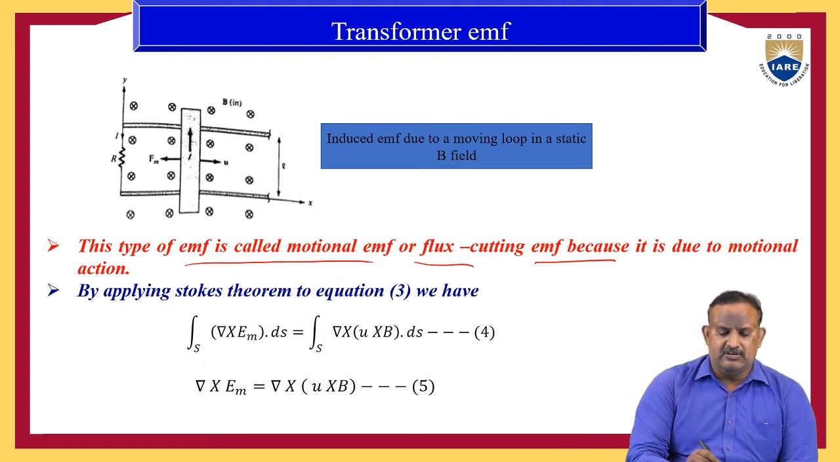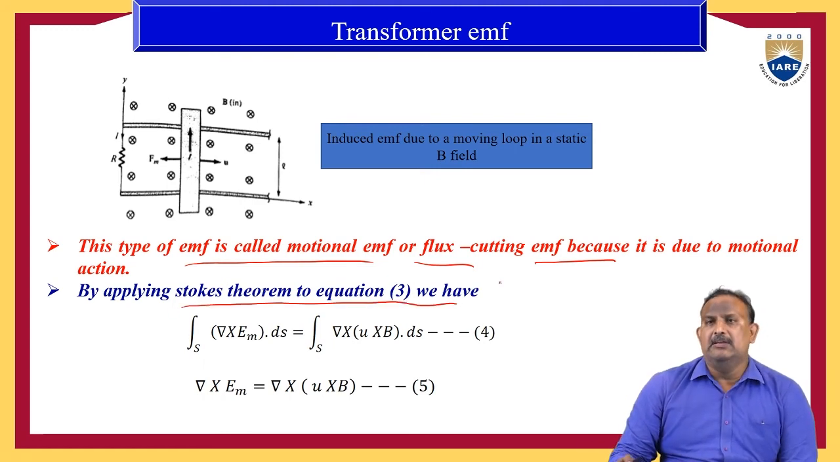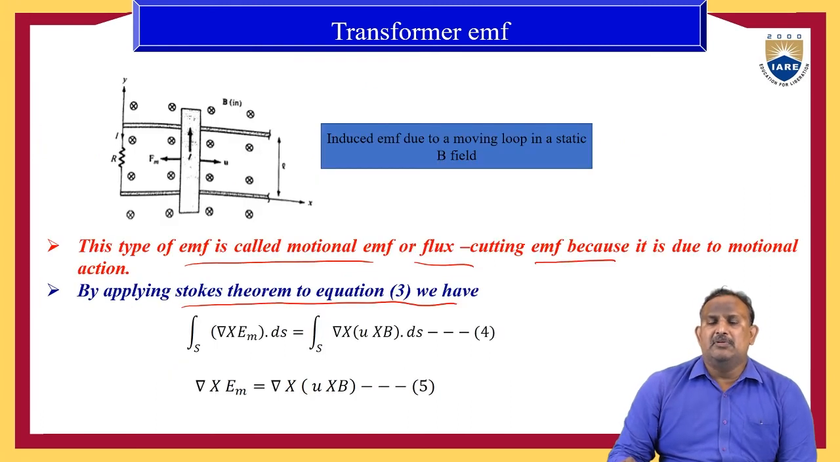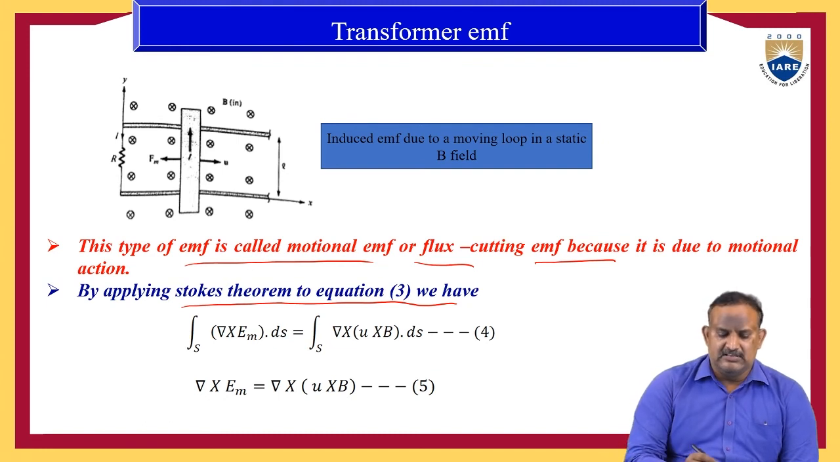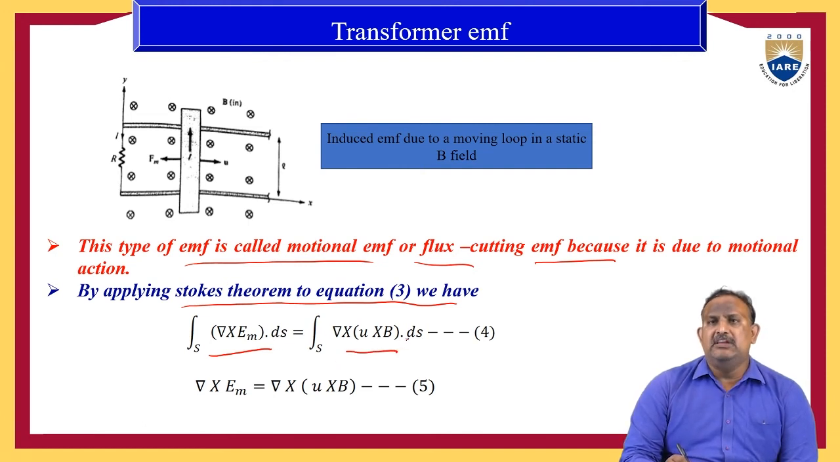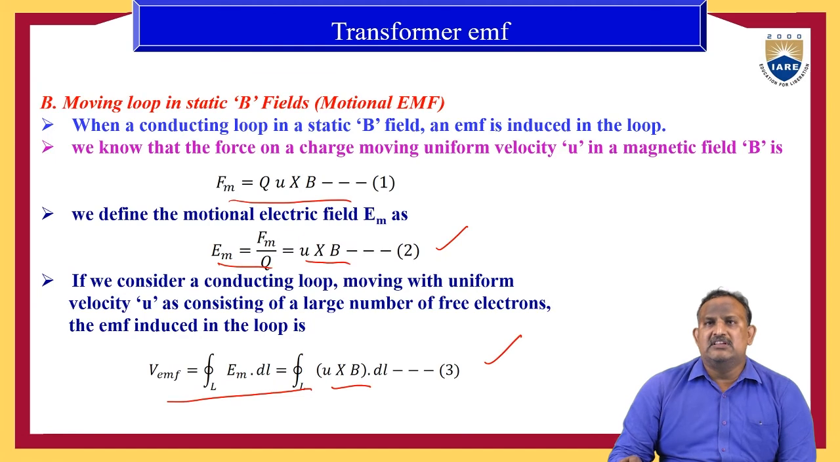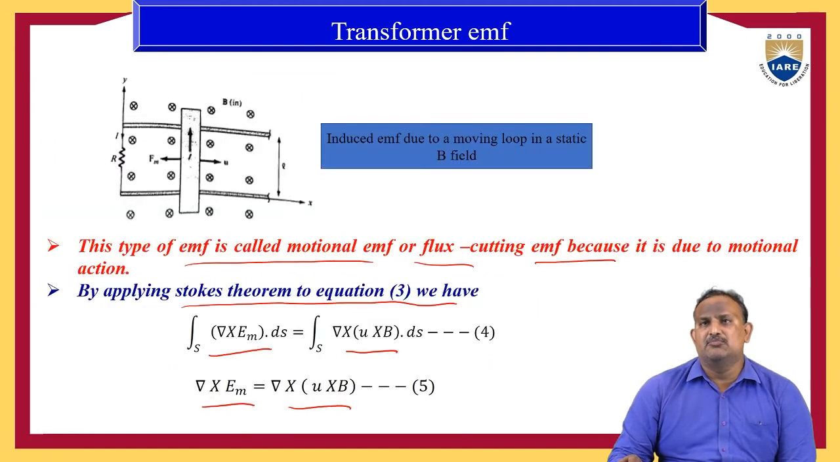Same as the previous one, by applying Stokes theorem to the middle term of the equation, the line integral becomes the surface integral. Therefore, the surface integral of del cross Em dot ds is equal to the surface integral of del cross U cross B dot ds. If we compare both sides, we can write del cross Em is equal to del cross U cross B. This is known as motional EMF.